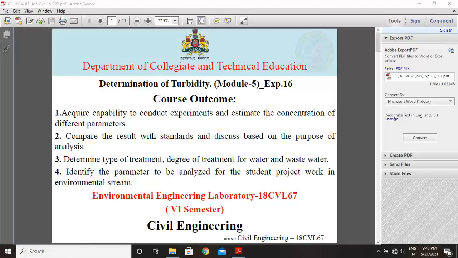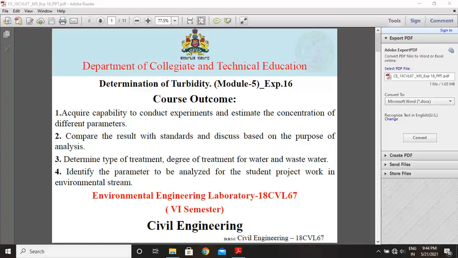Today I want to start experiment number 16. The title of experiment number 16 is determination of turbidity of given water sample or sewage sample. This turbidity is determined by the JTU method, using the Jackson turbidity meter apparatus.